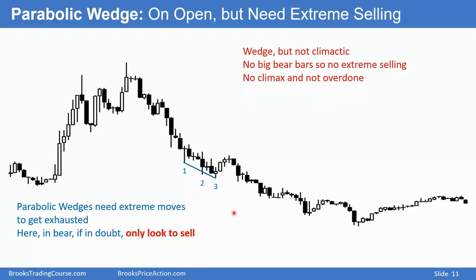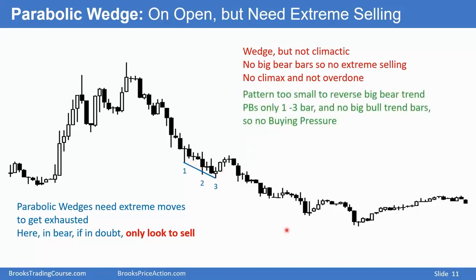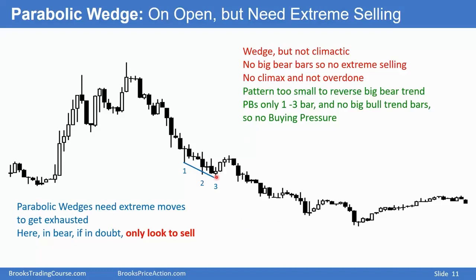No big bear bars, no extreme selling, no climax. It's not yet overdone, and therefore the trend can go down much further. Again, the pattern is just too small to reverse a big bear trend like this, and the channel is too tight. Probably the best the bulls get is a bounce, and then the bears will get trend resumption down.